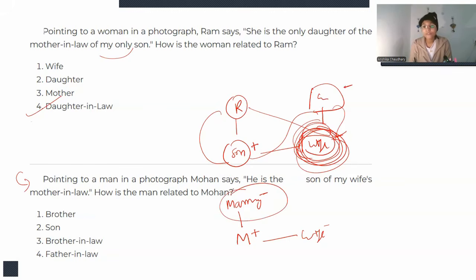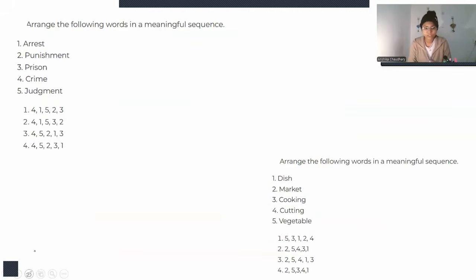So he is the son of my wife's mother-in-law. My wife's mother-in-law's son, right? So Mohan is talking in a photograph that he is the son of her. So maybe Mohan is looking at his own picture, or maybe his brother's picture, right? So what are the options? Brother is an option, not Mohan himself. So brother will be marked, right? Also here the son, because it is not mentioned that Mohan is the only son. If it is the only son, then Mohan is looking at his own picture. But if there is more than one son, then Mohan is talking about his brother. Okay, let's move on to the next question.